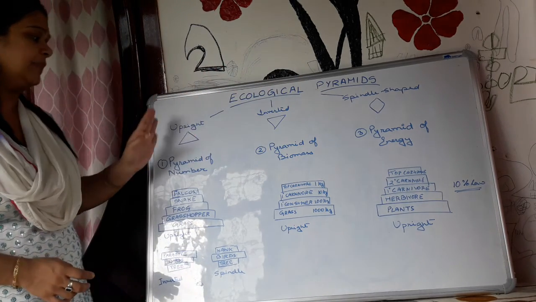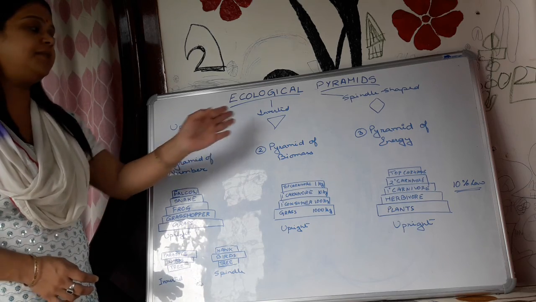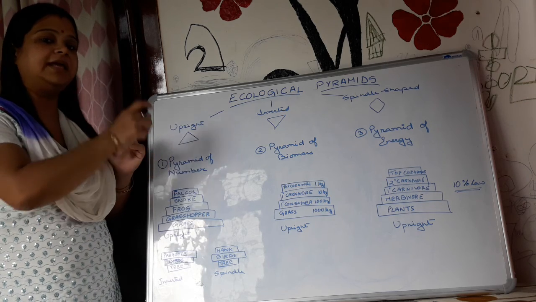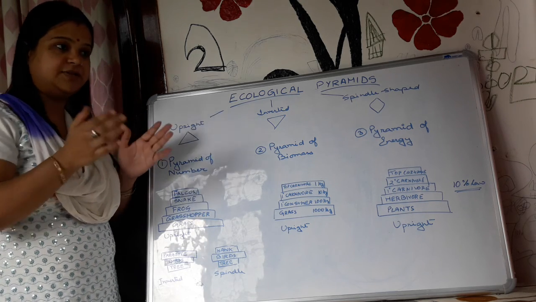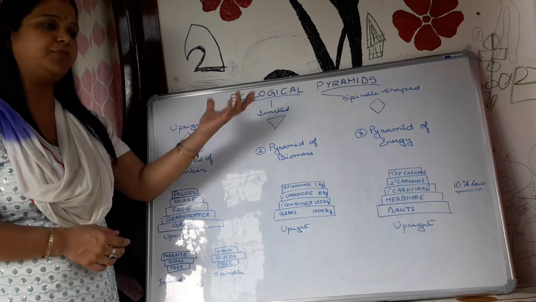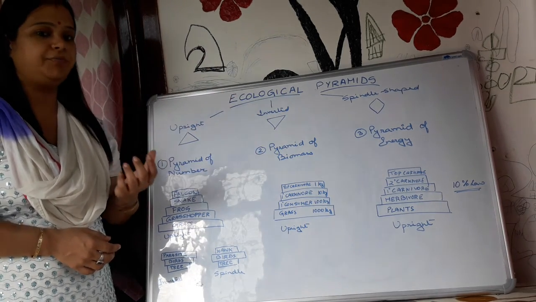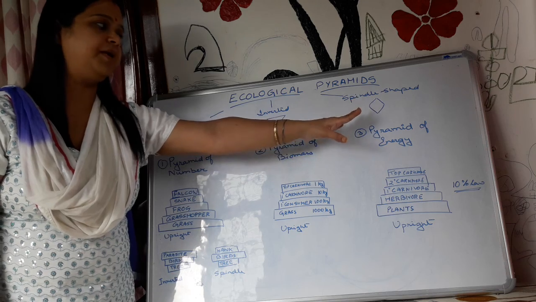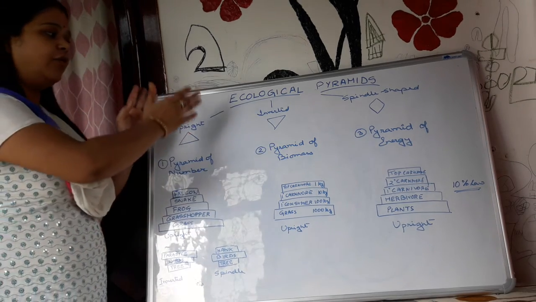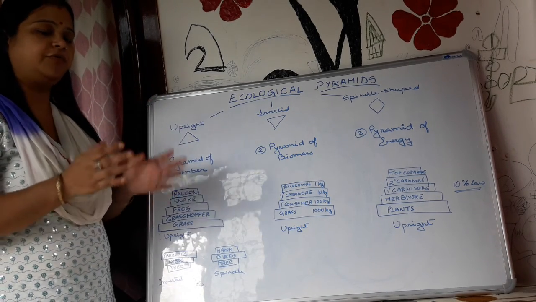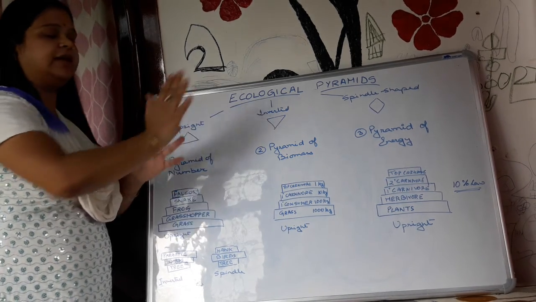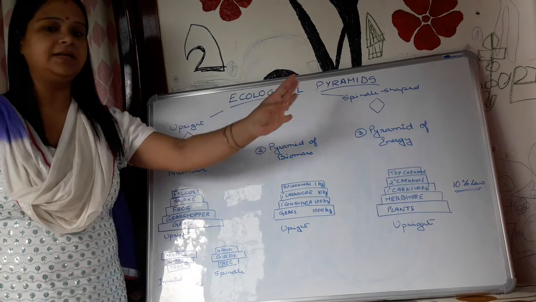Now, an ecological pyramid may be upright, inverted or spindle shaped. If it is upright, then what happens? The base is broad and the tip is pointed towards the apex. So that is called an upright pyramid. And if it is inverted, then the top portion is broad and the base is pointed. And if it is a spindle shaped pyramid, then the base and the top are pointed and the middle portion is broad. So based on the parameter, such as the distribution or number of organisms, we will get three different types of pyramids: upright, inverted and spindle shaped.